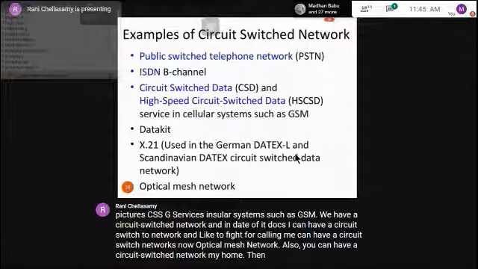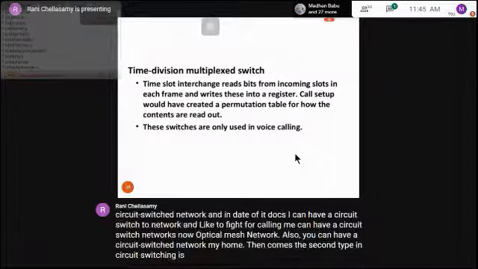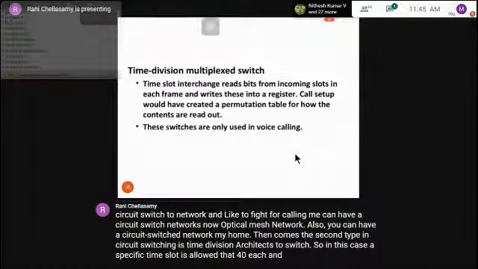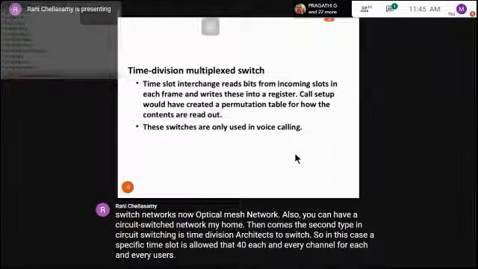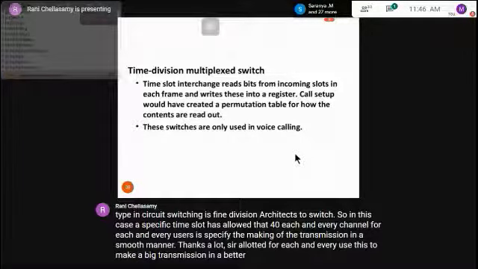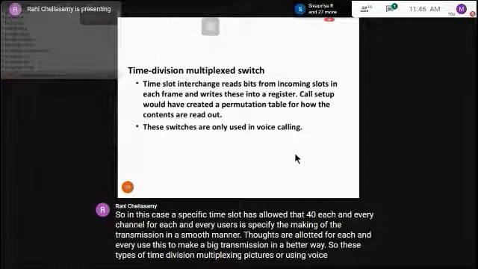Then comes the second type in circuit switching, the time division multiplexed switch. In this case, a specific time slot is allotted for each channel. For each user, a specific time is allotted. To make the transmission smooth, time slots are allotted for each user to make the transmission better. These types of time division multiplex switches are used in voice calling.